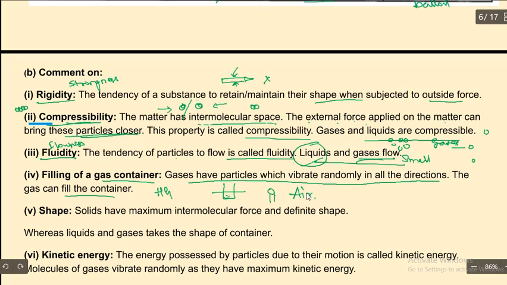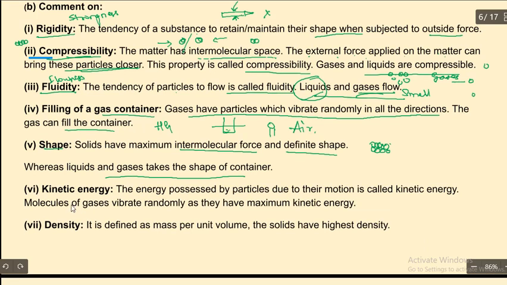So next, shape. Solids have maximum intermolecular force and definite shape. Solids are having maximum intermolecular force. That means what? They're always tightly arranged. They push each other because they're not getting any space between them. So that's the reason they have more intermolecular force, and they have a particular or definite shape because of this only. Whereas liquids and gases take the shape of a container.